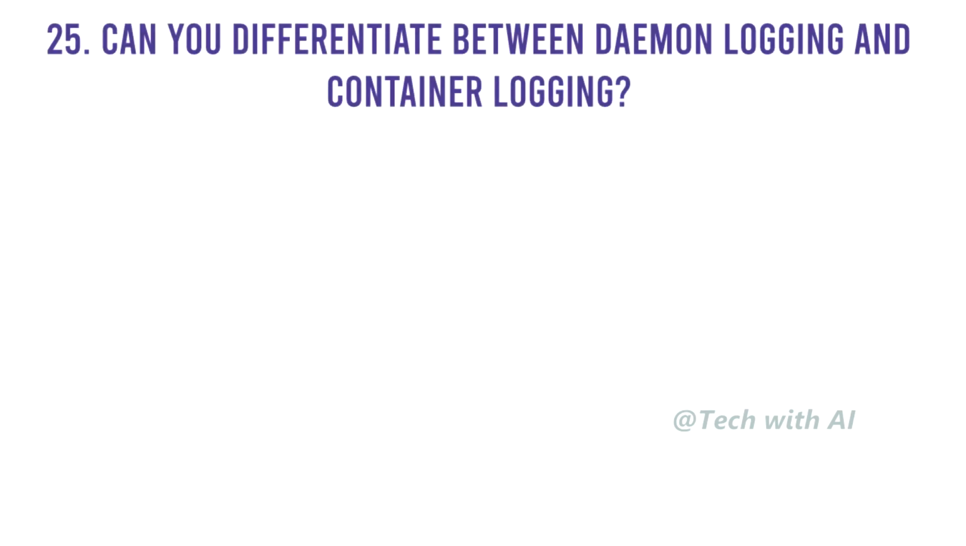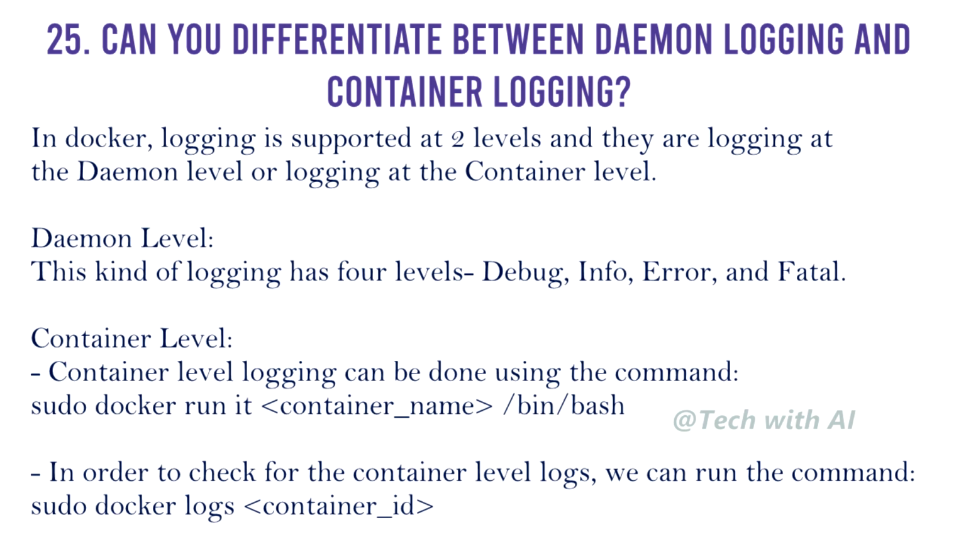Can you differentiate between daemon logging and container logging? In Docker, logging is supported at 2 levels: logging at the daemon level or logging at the container level. Daemon level. This kind of logging has 4 levels: debug, info, error, and fatal.